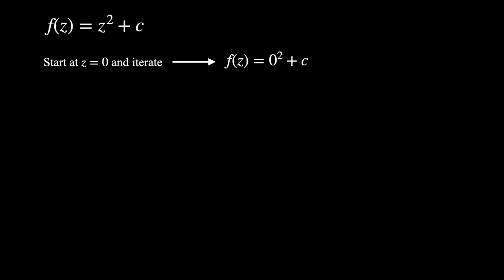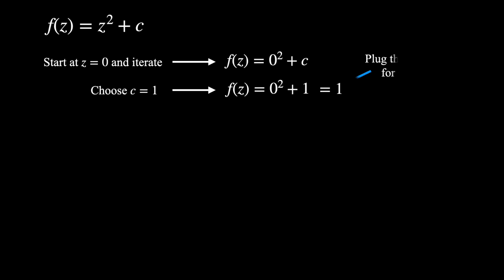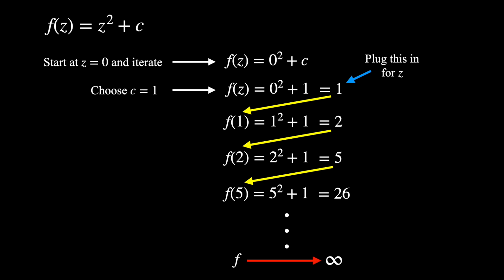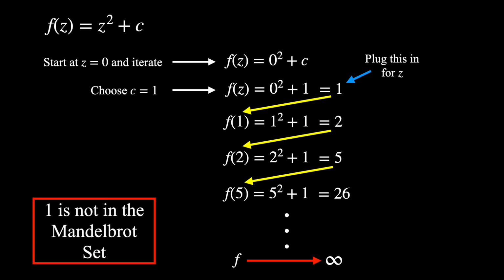The first number we'll choose is c = 1. After the first iteration, the result equals 1. Next, we plug this result back into the same function and evaluate again. This time, the result is 2. Now, if we plug 2 into the function and continue this iterative process, we can see that the result gets bigger every single time. There will be no upper limit that is reached, and for c = 1, the function f goes to infinity. Thus, we can conclude that 1 is not in the Mandelbrot set.